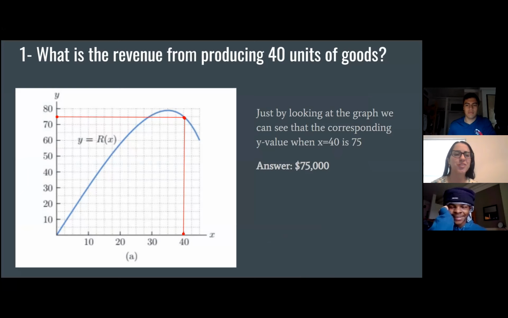Okay, so for this question, which is being asked, what is the revenue from producing 40 units of goods? And this one, you can just look at the graph and tell that when X equals 40, the Y value will be 75. So our final answer would be that when 40 units of goods are produced, the total revenue will be $75,000.